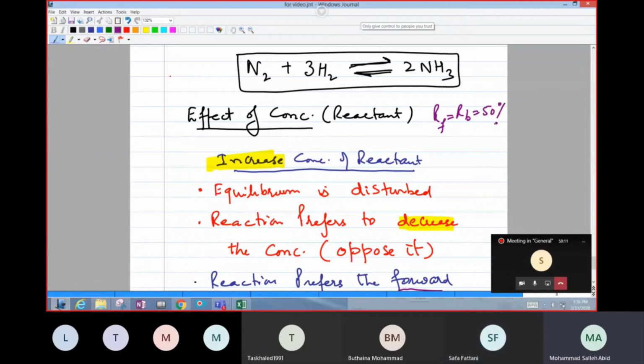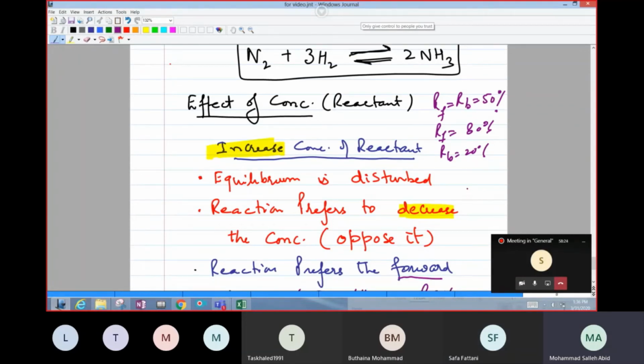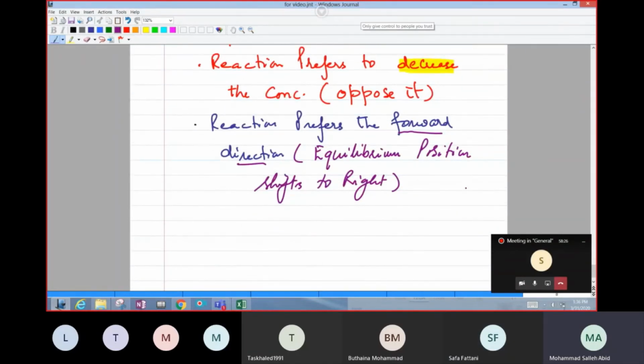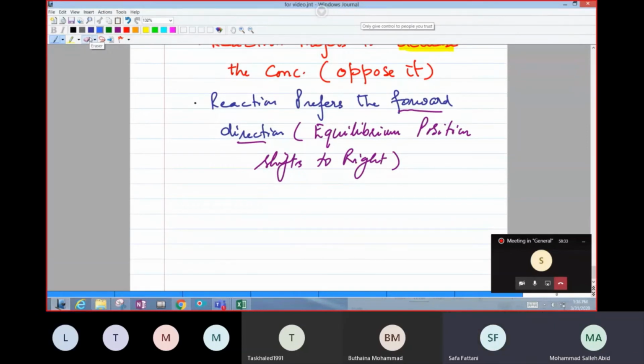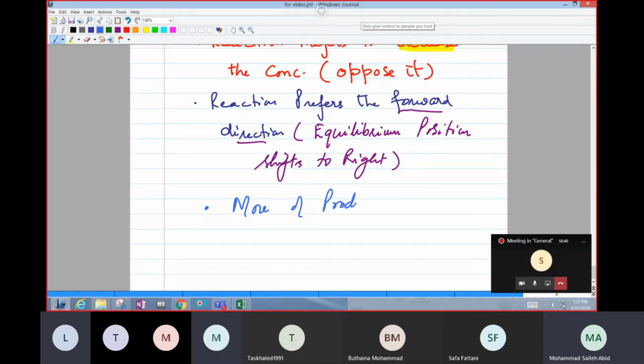Now when you increase the concentration, the forward rate has become 80% and the backward is now only 20%. This is what I'm trying to say, that the forward becomes dominating. So the equilibrium position shifts to the right. If it is shifting to the right, that means the forward direction is preferred. Then definitely there will be more product. In this case, your product is ammonia.